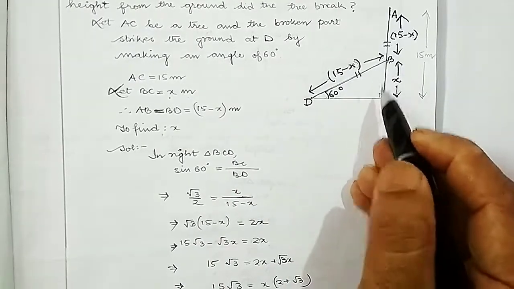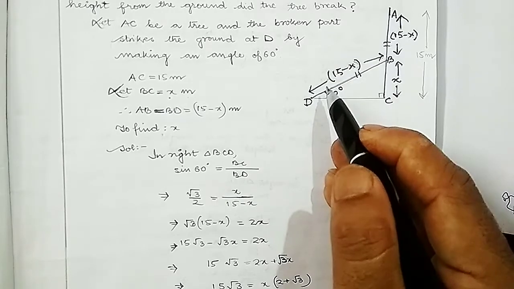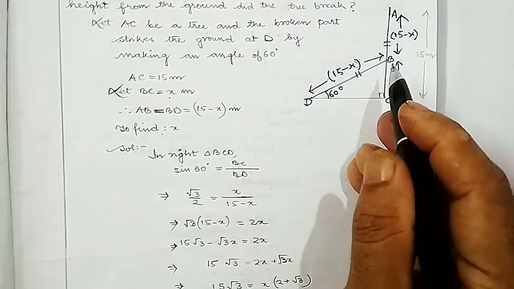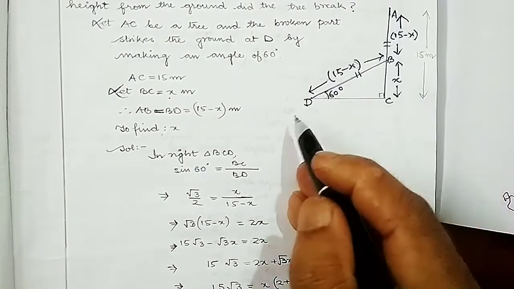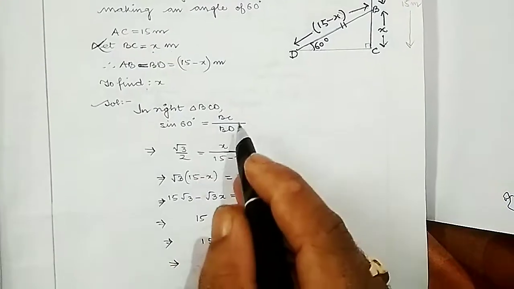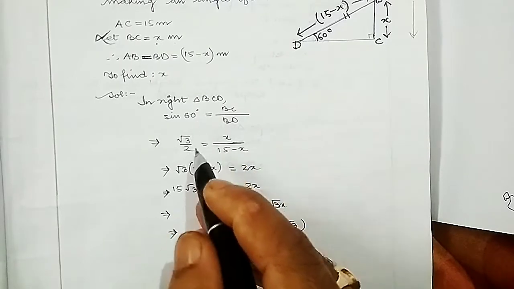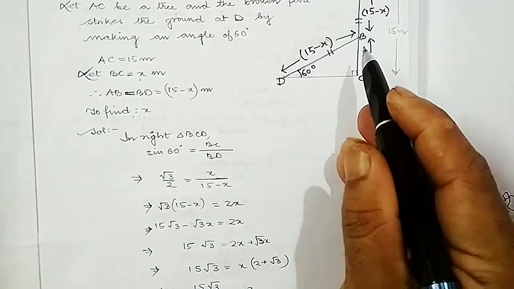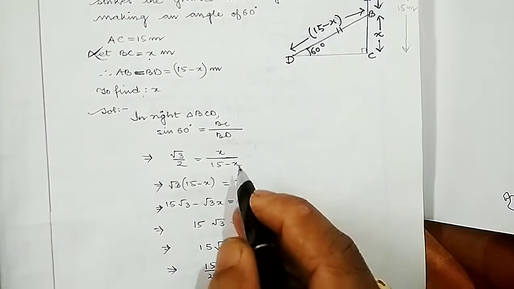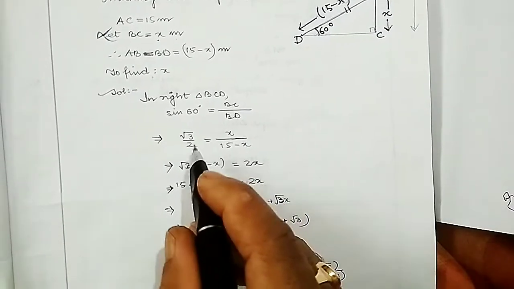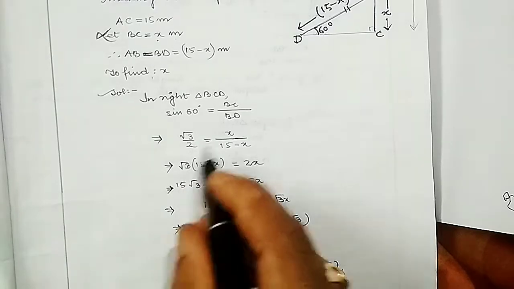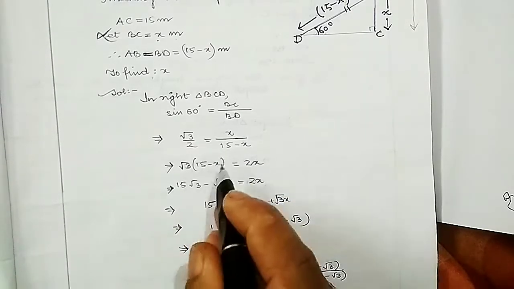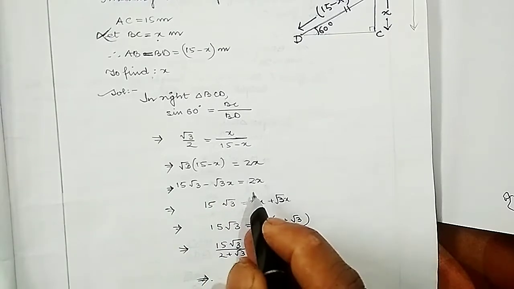Since perpendicular and hypotenuse are to be related, we have to use sin theta. So here sin 60 equals BC by BD. Sin 60 is what? Root 3 by 2. What is BC? BC is X and BD is 15 minus X. Now if I cross multiply, root 3 into (15 minus X) equals 2 into X. So 15 root 3 minus root 3 into X equals twice X.